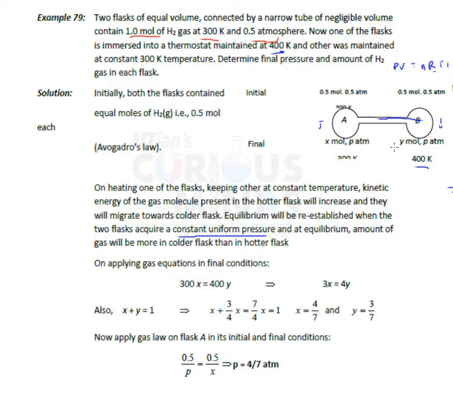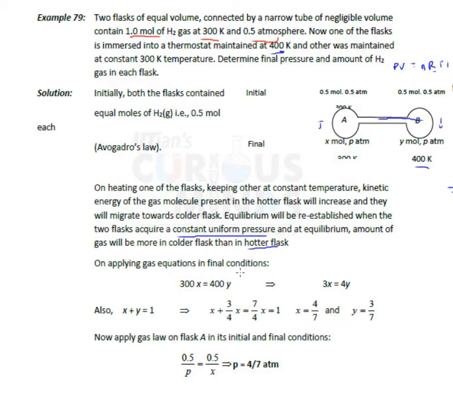So equilibrium कब होता है? The pressure is constant throughout the apparatus. And at equilibrium, the amount of gas will be more in the colder than in the hotter. सीधी बात है. Colder में क्यों? Because the molecules यहाँ से travel कर रहे हैं. There are molecules of this flask coming over here, so this colder flask will have more molecules. There are fewer molecules here, right?